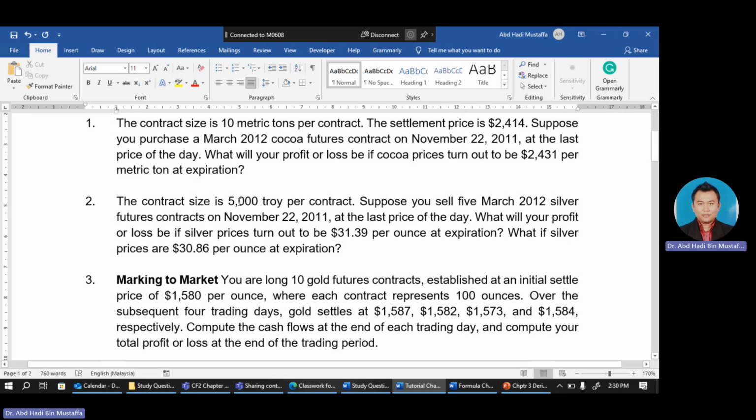Okay, the contract size is 5,000 troy per contract. Satu kontrak for silver, silver ni perak, 5,000 troy. Troy ni ukuran silver dia lah, mungkin in terms of quality. Suppose you sell 5. 5 ni means 5 contracts. At the last price of the day, what will be your profit or loss if silver prices turn out to be 31.39 but if silver prices are 30.86 per ounce at expiration?